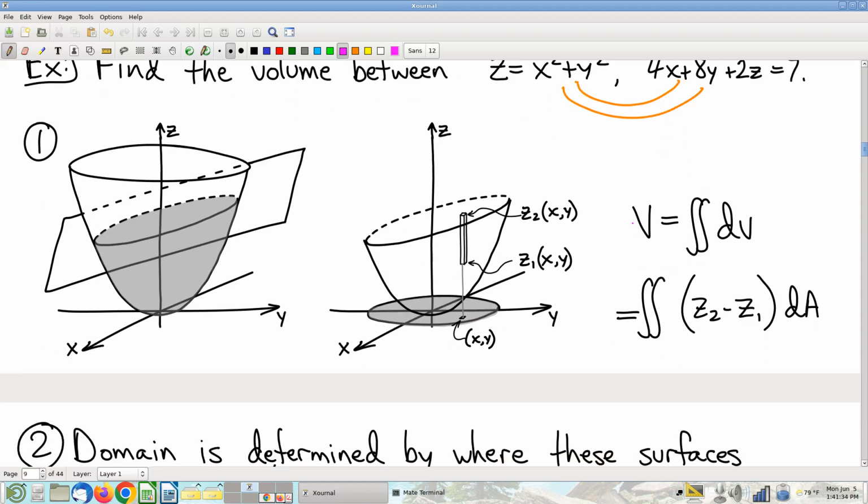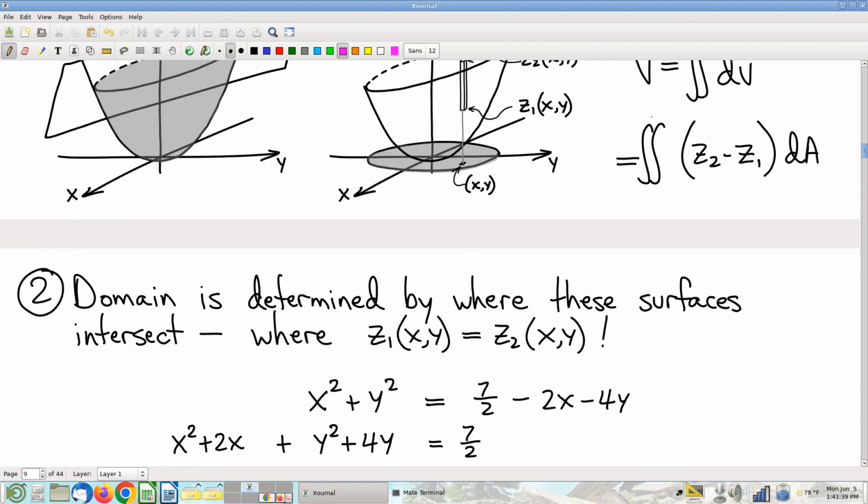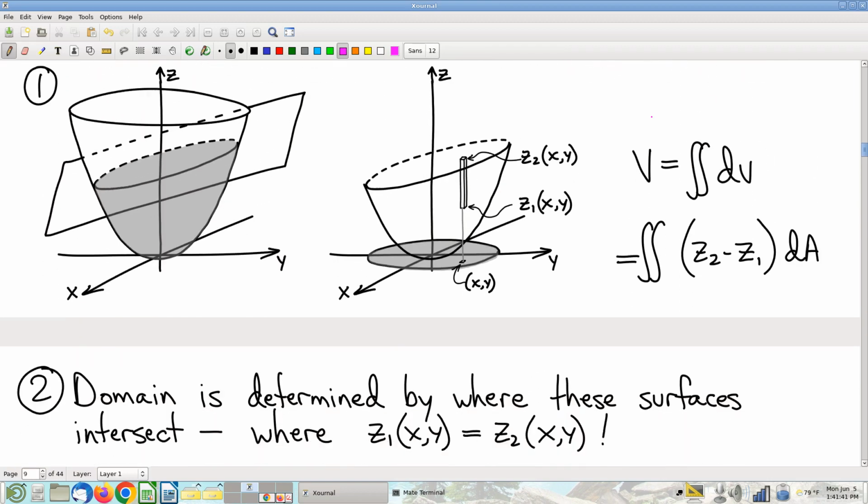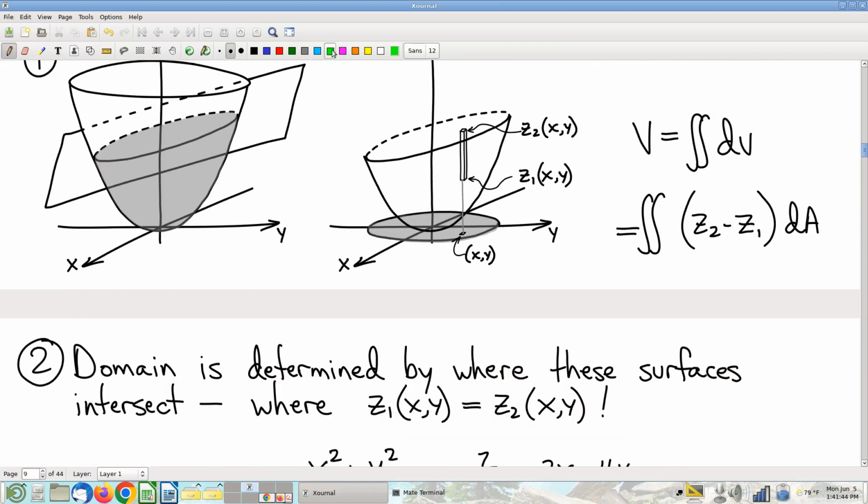What we do here is we are looking for, let's see, do I have a picture? No. I am looking for points down here. I'm looking for x's and y's where the distance up to the paraboloid, which you might call Z1, and the distance up to the plane that you might call Z2, I want those two distances, those two heights, to be equal.